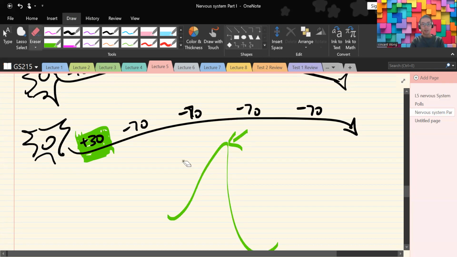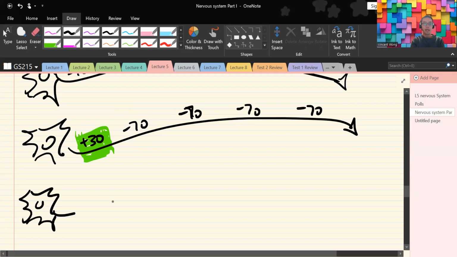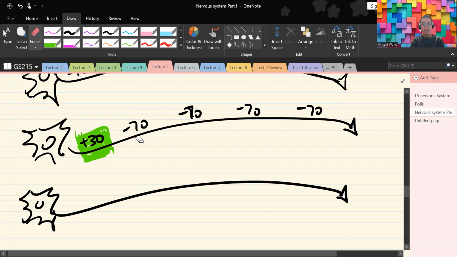We are at the peak right here, the +30 for this section anyways. Then what happens is some of the sodium gets pushed forward, okay? And if enough of them get pushed forward, the next section will edge towards the threshold potential, right? And so once you cross the threshold of -60, then the next section will become +30. The rest of it will still be -70.